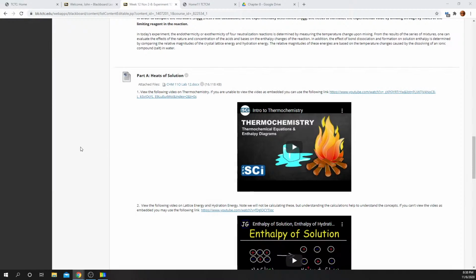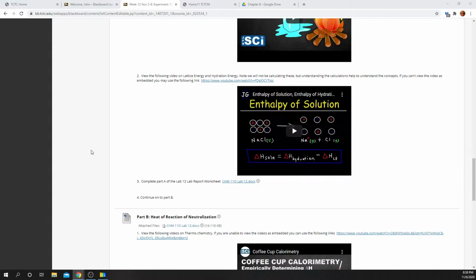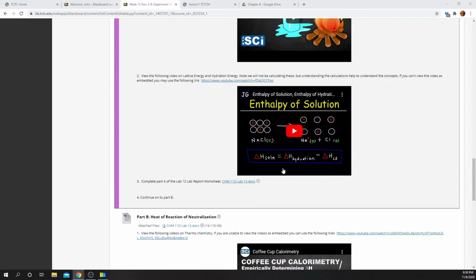When a salt dissolves in water, it's sort of a multi-step process where you have to pull apart the ions in the salt. Then you have to pull apart the molecules of water so that you can insert the two among each other. And then the third step is mixing the two things together. I mean, this all happens all at once, but we can divide it up in that way. So that is what they're showing you here.